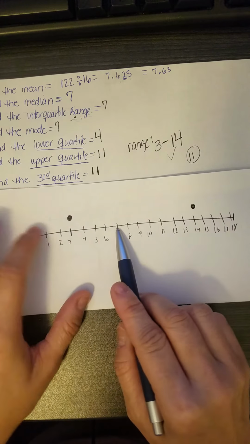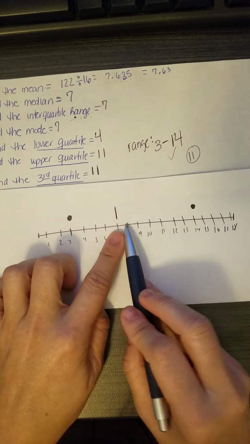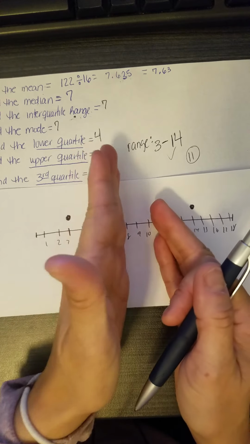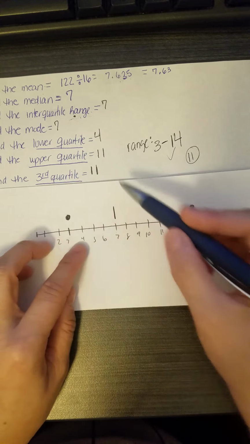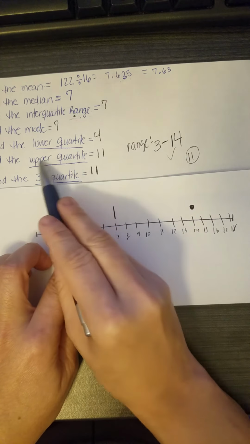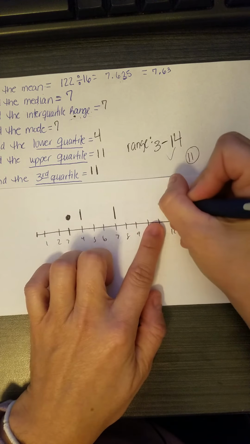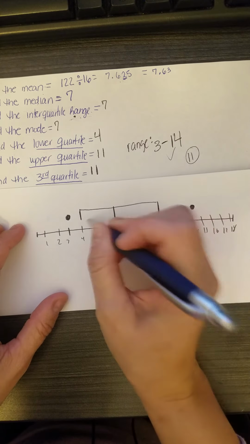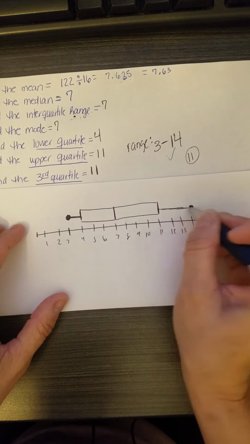Okay, now you're going to find the median. You're going to grab your median, that's 7, and you're going to put a little line there. Okay, then you're going to find your lower quartile. Okay, the median, the interquartile range, the interquartiles. So the lower one is 4. I'm going to put a little line here. And the highest one, the upper quartile, is 11. And I'm going to put a little line here. And now I'm going to connect everything. I'm going to close this little box. I'm going to put a little line here. And I'm going to put a little line here.